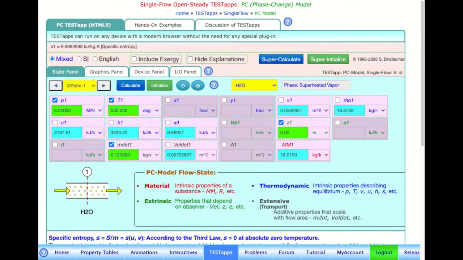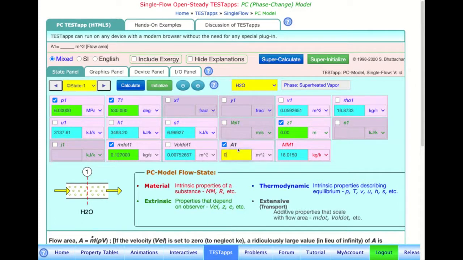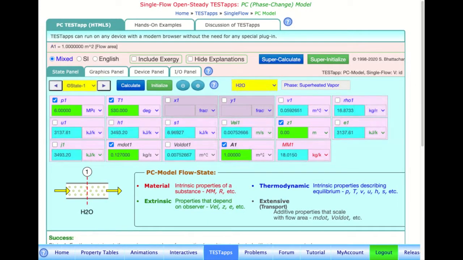Okay, we no longer have to determine what state it is in. We don't have to go to a superheated table and look to determine whether or not it's superheated. It already is determining that for us. And so in this particular problem, we put in the mass flow rate. And what I'm going to do for this particular problem is make an assumption that the area is just 1. Okay, because all we're really looking for is what is the area ratio from the input to the output if the velocity stays the same.